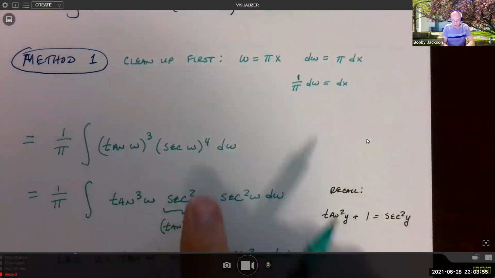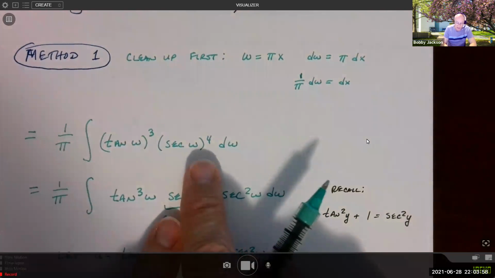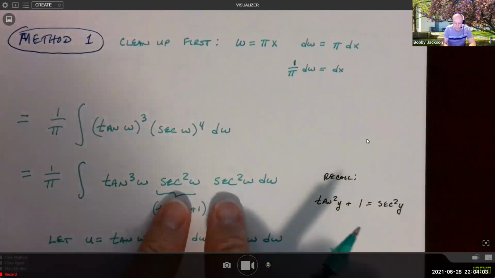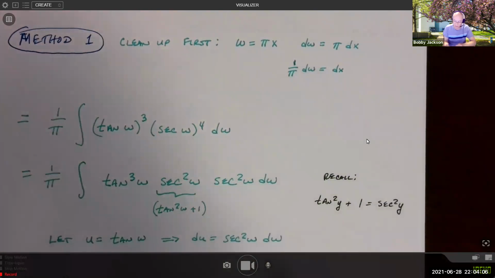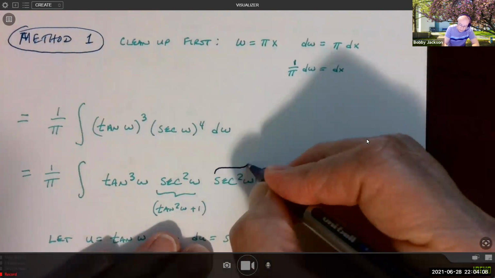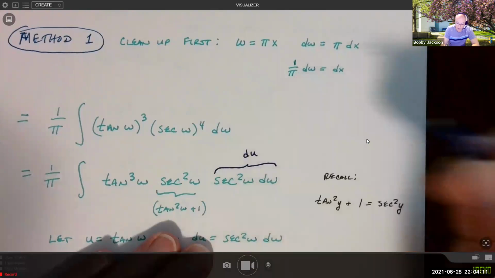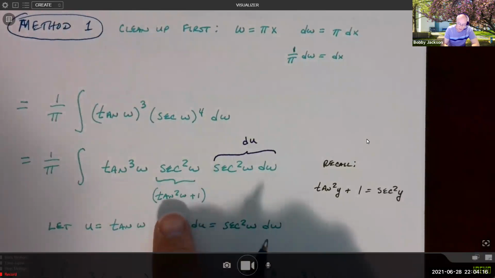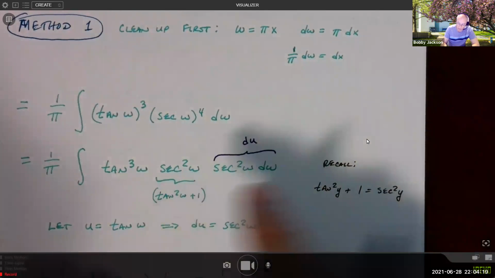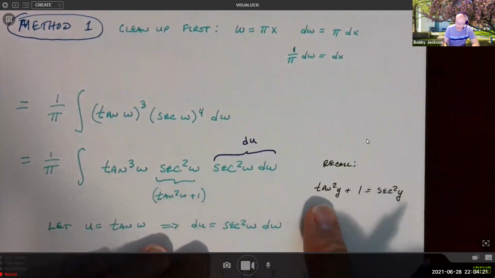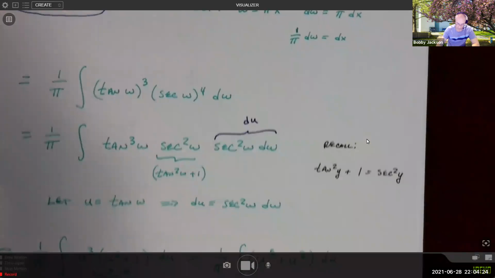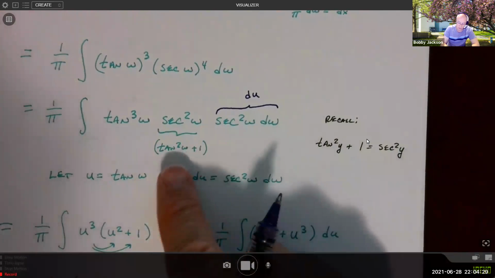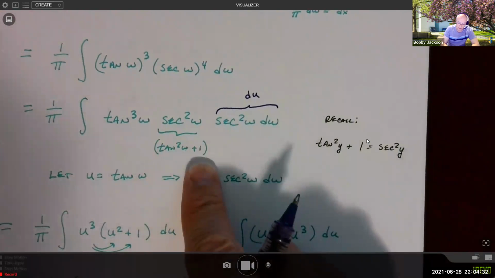For my first method, because it's an even power of secant, I'm going to peel off a secant squared factor. So secant squared times secant squared is secant to the fourth. I'm going to peel off a secant squared factor, and this will be for my du. Okay, so I've got another substitution that I'm going to do. So I've got tangent cubed W, tangent, and then the secant squared W. Remember the Pythagorean identity for tangent and secant says tangent squared y plus 1 is secant squared y. So in this case, secant squared W would then be tangent squared W plus 1.